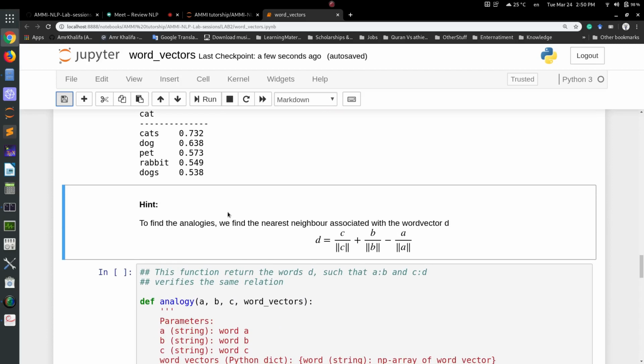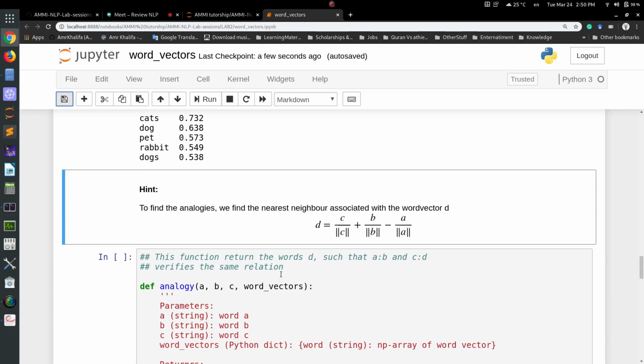Let's move to the next part, which is we're going to compute the analogy between word vectors. As you know, the analogy test is one of the intrinsic tests in word vectors that people use to see if the word vectors algorithm learned a good relationship between the word vectors. Okay, so let's move to the slides here and I will show you.